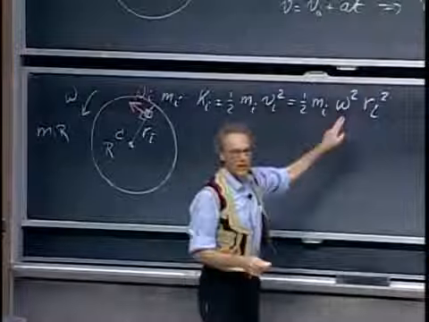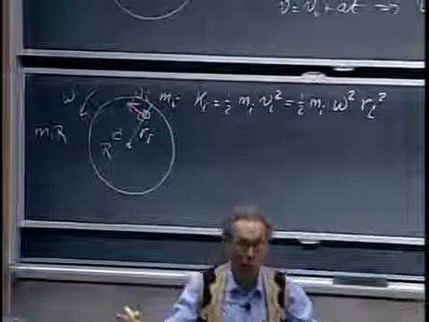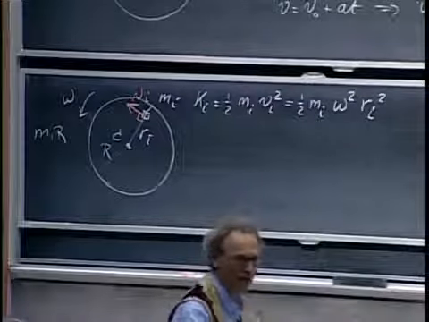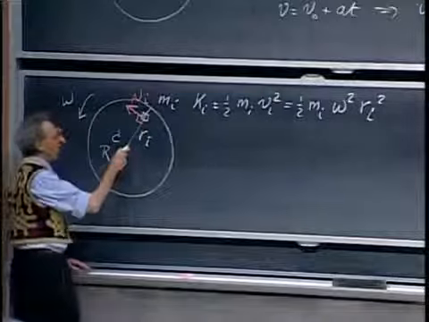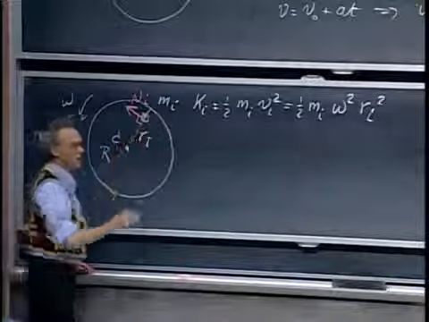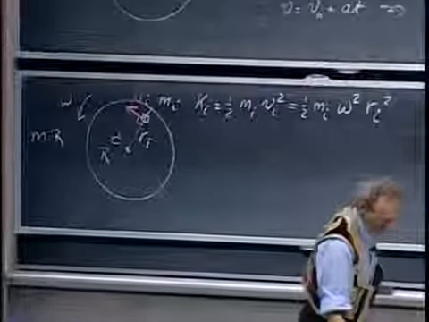The nice thing about writing it this way is that omega, the angular velocity, is the same for all points of the disk, whereas the velocity is not. The velocity of a point very close to the center is very low. The velocity here is very high. And so by going to omega, we don't have that problem anymore.